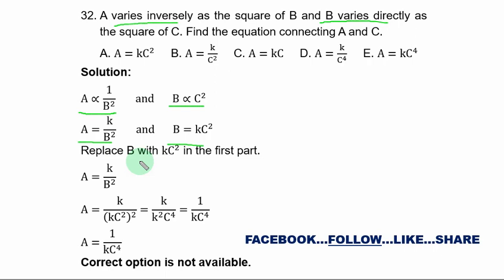To get that, you need to replace B with KC squared in the first part. This is the first part. You replace B with KC squared, and the power of B affects them. If you simplify, you have this result. Therefore, A is equal to 1 over KC squared. By this, the correct option is not available.